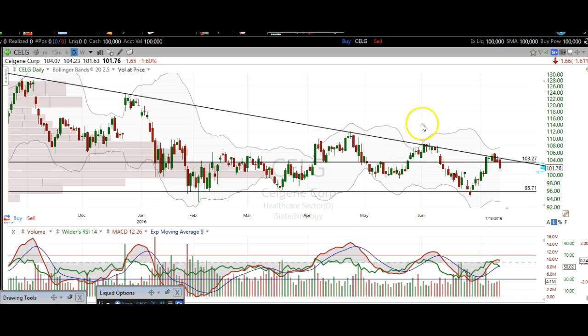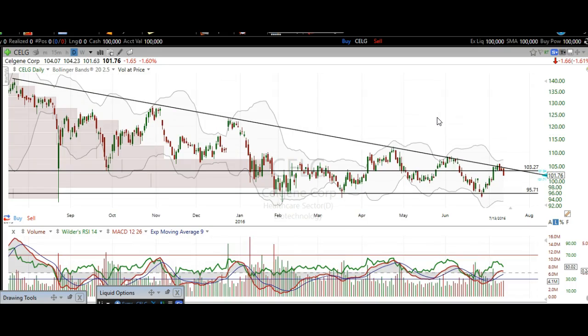All right, so let's get into these charts here. The first one that I want to cover is CELG. It's a biotech company, and we've got a couple things that I want to point out. So right now, we are in a downtrend on CELG.